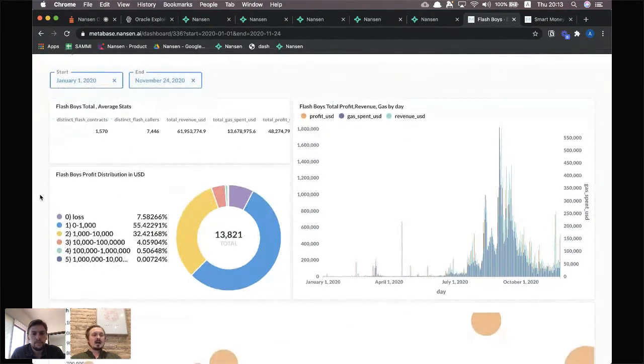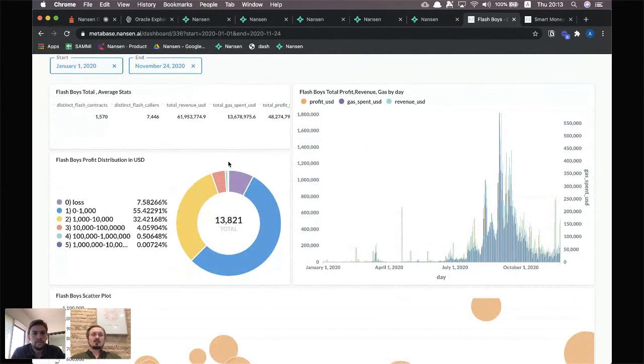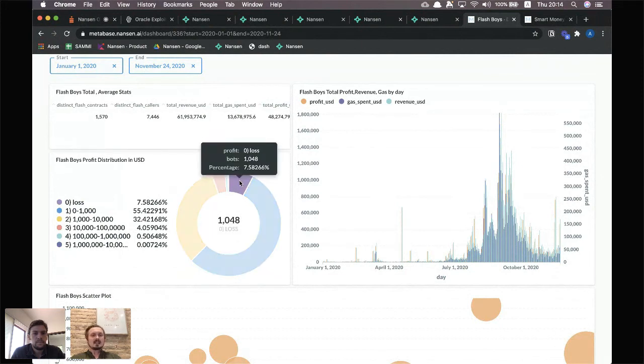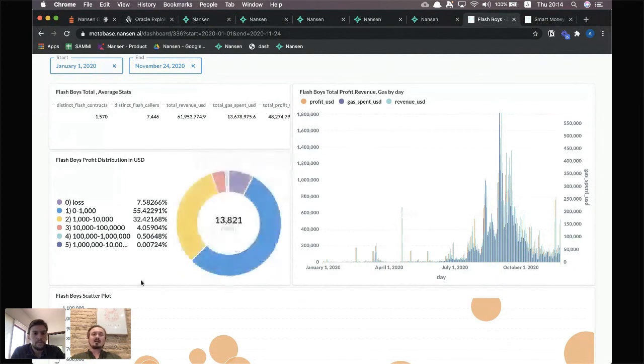And we've broken it down to the profit distribution, because it's interesting to understand how much is being made in each transaction. And sometimes people lose money, right? You can imagine doing some ARB, and then it turns out that the gas cost actually was too high, and you ended up losing money on it. And it seems like, at least with this data, about 7.5% of these trades actually ended up losing money, but more than 90% ended up making money.